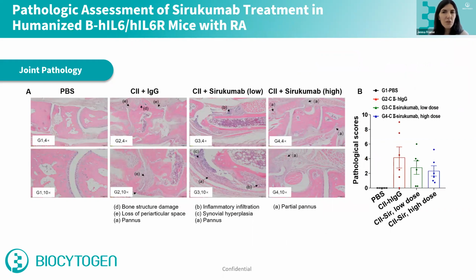Histologic examination of the joints by H&E staining indicates that, as previously shown, mice immunized for collagen-2 alone had significant damage to the bone structure and loss of periarticular spaces when compared to the control mice here on the left side. However, the immunized mice that received high doses of sirukumab had less severe pathology than col2 alone, exhibiting just partial pannus formation and overall reduced disease scores, as shown here by the blue bars. So together, these results indicate that blocking human IL-6 was able to improve the arthritis-related disease in these humanized mice.